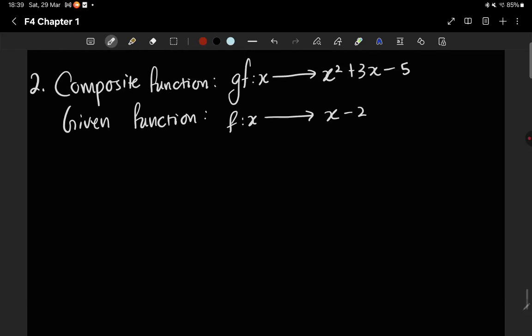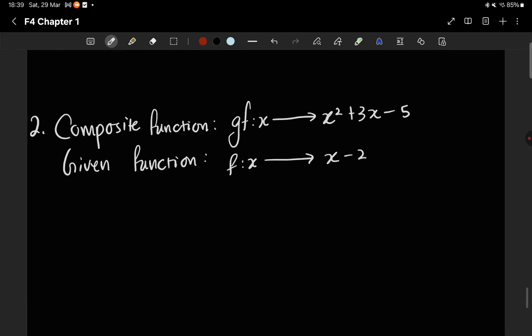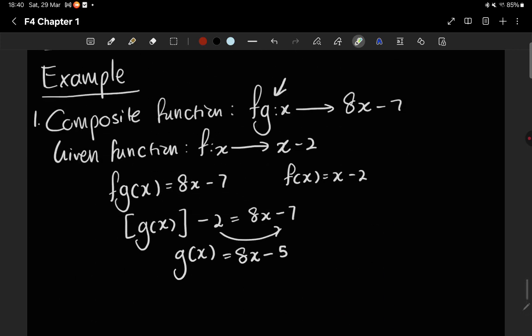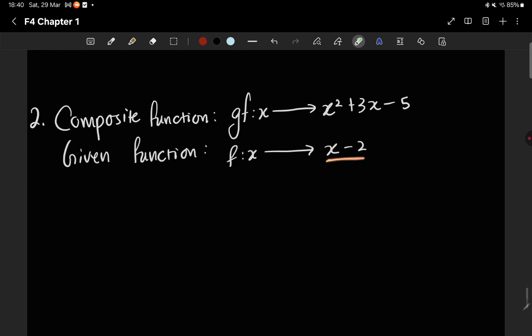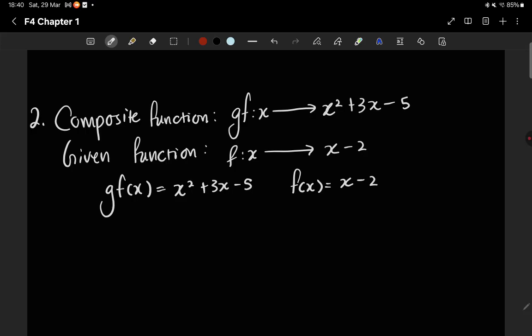And the final and second example I've given here is g of x f of x is equal to x squared plus 3x minus 5. And our given function is the same function as earlier. F of x is equal to x minus 2. So again, let's just rewrite the equation. Squared plus 3x minus 5. And we're given the function of f of x is equal to x minus 2.